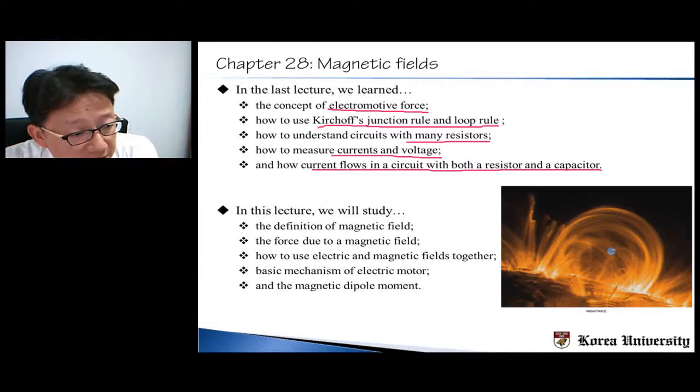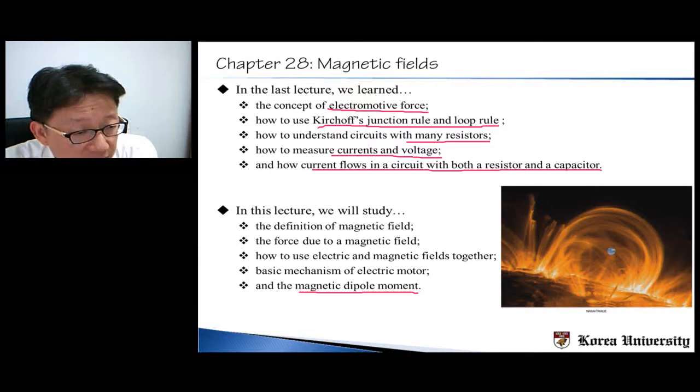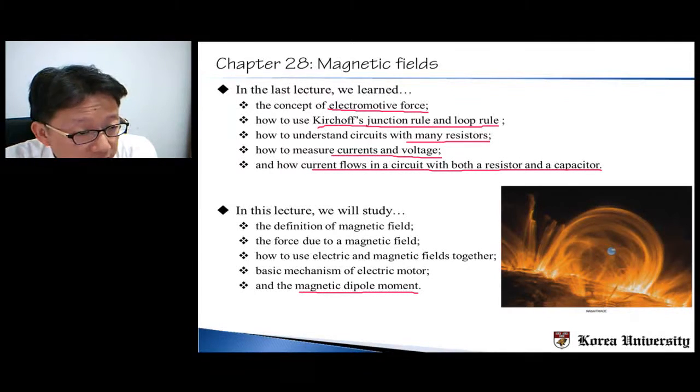And we will finally learn the concept of the magnetic dipole moment. Okay, try to remember we learned the electric dipole moment previously, and let's compare that with the magnetic dipole moment that we are going to study here.